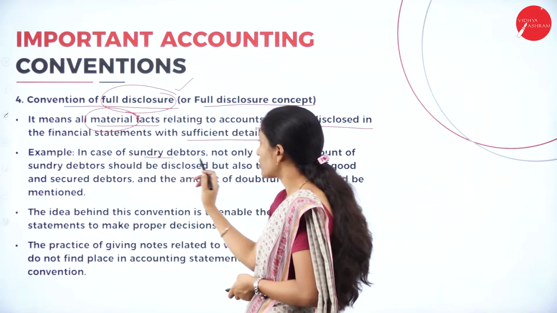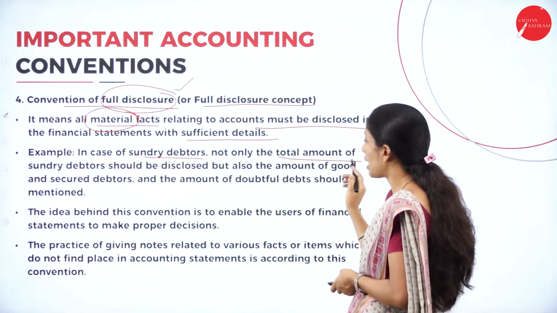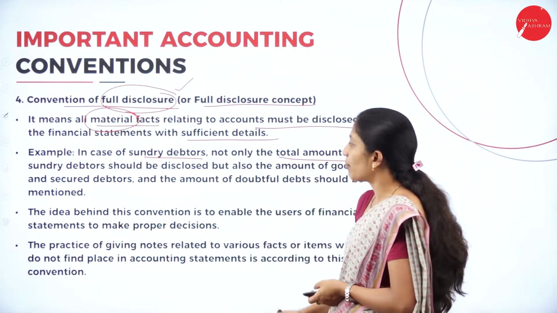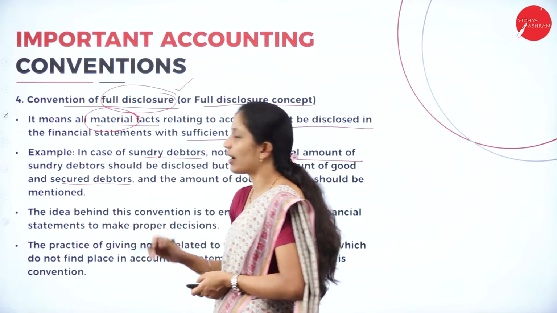Example, in case of sundry debtors, not only the total amount of sundry debtors should be disclosed, but also the amount of good as well as secured debtors.